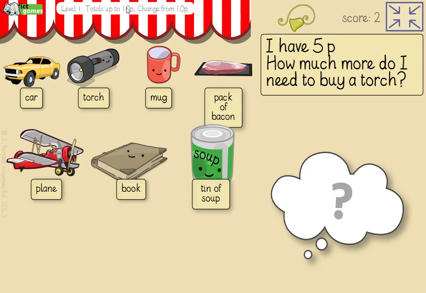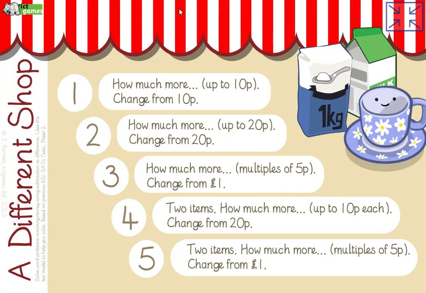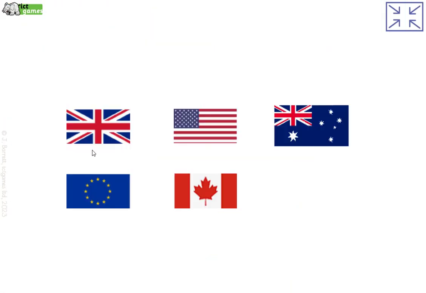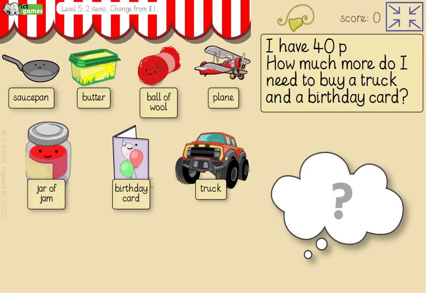Right, what I'm going to do is I'm going to change to a different level. So I'm going to click on that little bit of text at the top, and I'm going to go to this highest level. Now, it's got 2 items, and sometimes it'll ask you how much more, and sometimes it'll ask for change. Right, I have 40p. How much more do I need to buy a truck and a birthday card? So there's the truck, there's the birthday card.